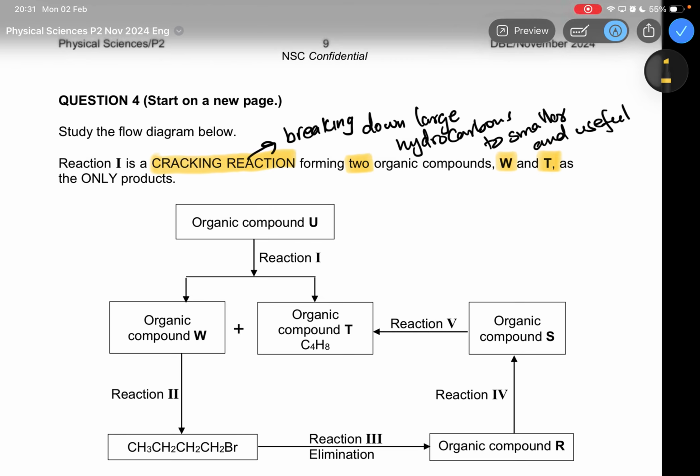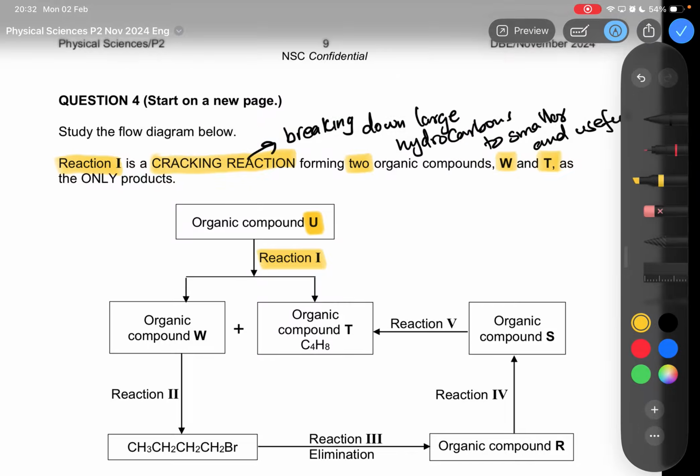So it happens to form two compounds, W and T. So we have a compound here, U, which undergoes reaction 1, which is described here as cracking. So let us write it down. This reaction here, it is cracking.